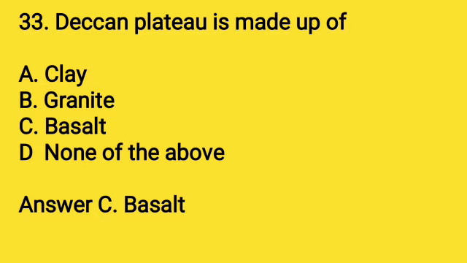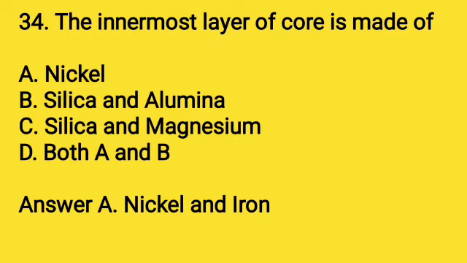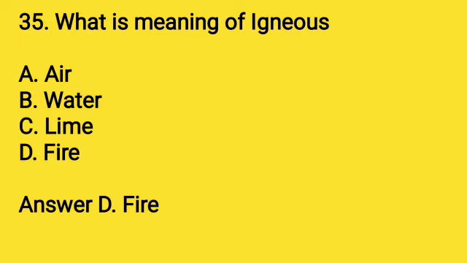Answer C. Basalt. 34. The innermost layer of core is made of A. Nickel. B. Silica and alumina. C. Silica and magnesium. D. Both A and B. Answer A. Nickel and iron. 35. What is meaning of igneous? A. Air. B. Water. C. Lime. D. Fire.